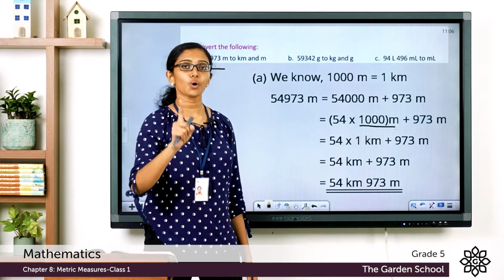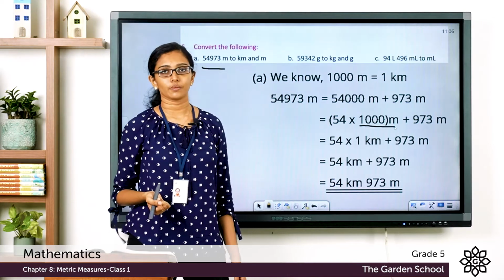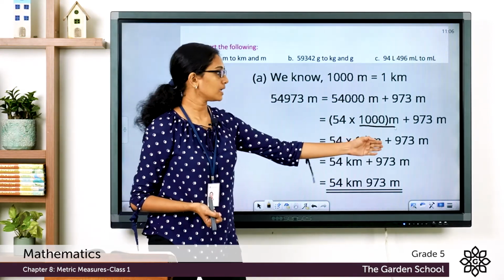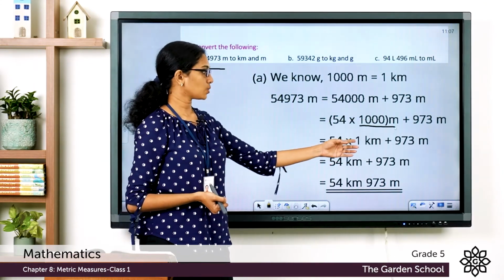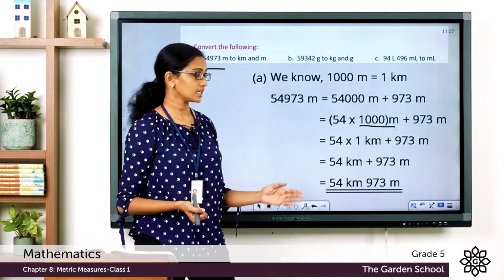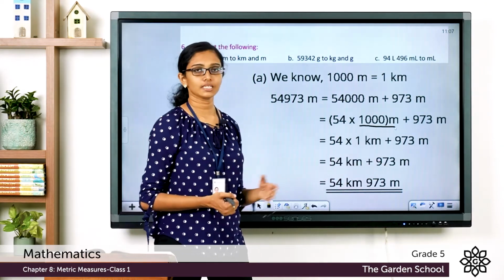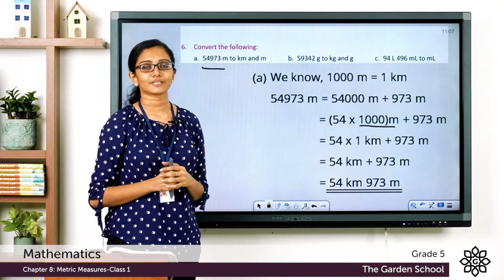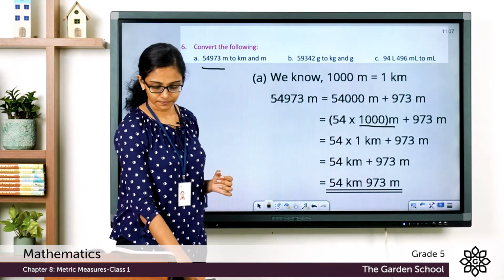And what is this 1000 meter? 1000 meter is equal to 1 kilometer. So let's replace this 1000 meter with 1 kilometer. And that is equal to 54 into 1 kilometer plus 973 meter. And that is 54 into 1 equals 54 kilometer plus 973 meter. And that is equal to 54 kilometer 973 meter, which is the equivalent of 54,973 meters. Is this clear to you? Let's see the next question.